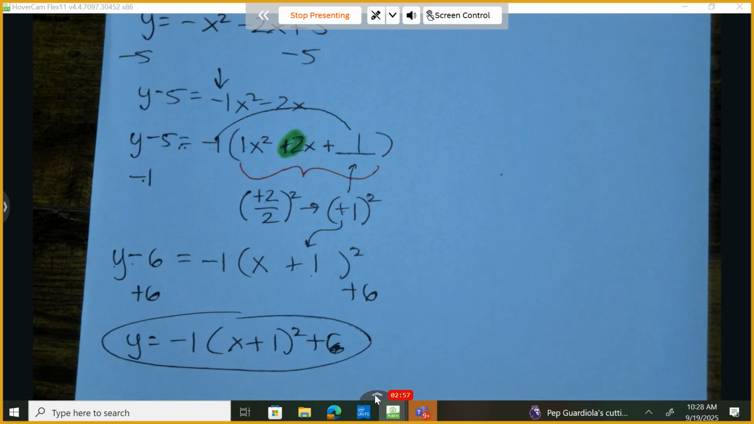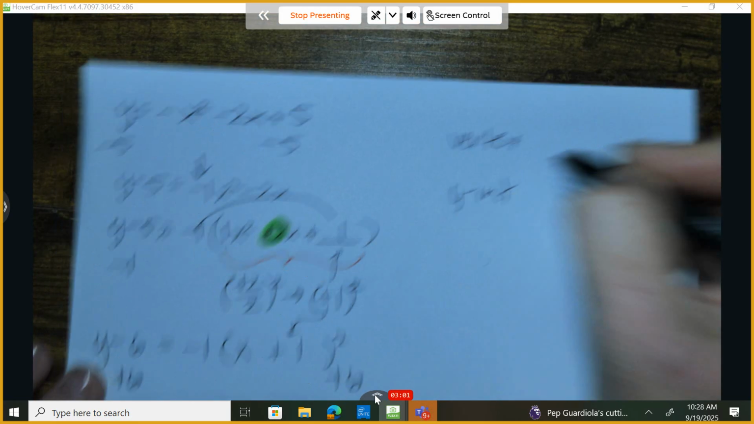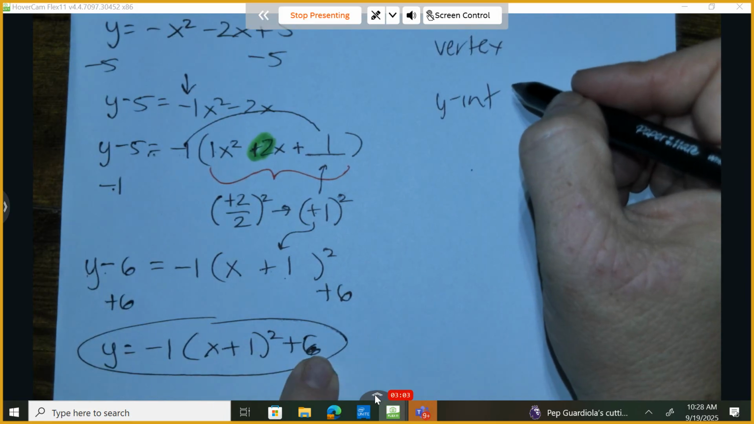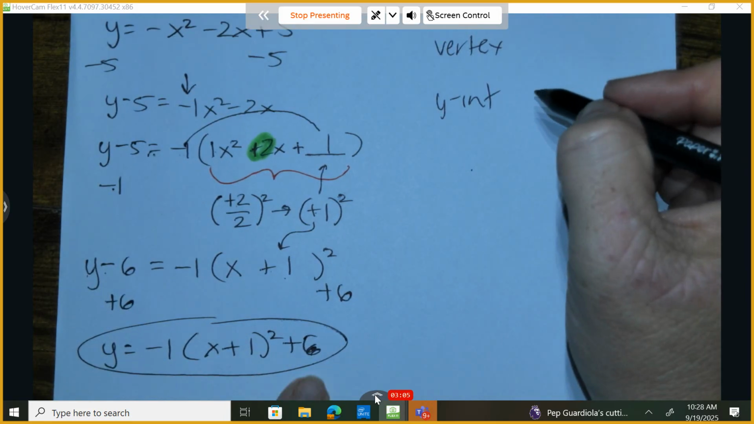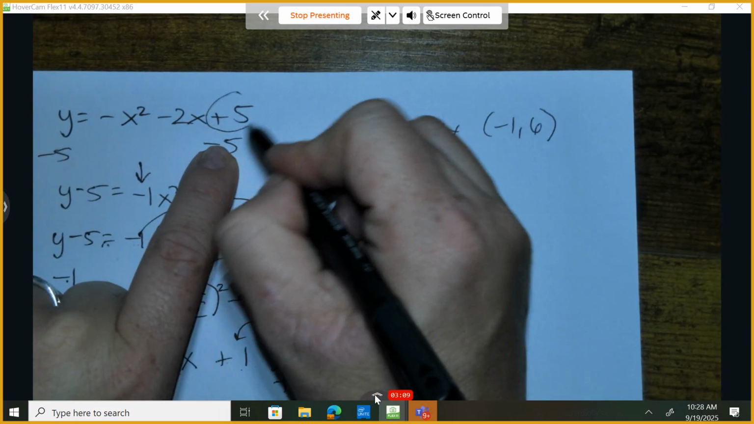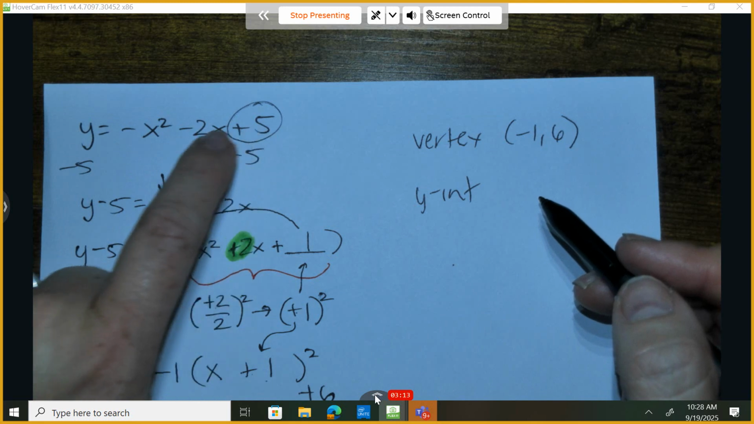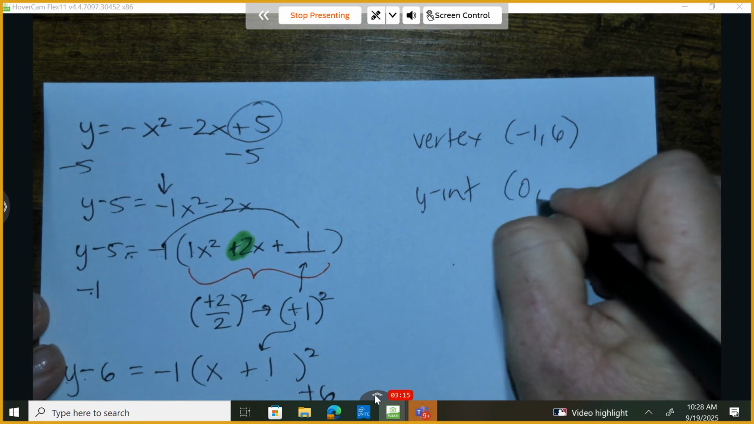Next up, we can very quickly identify the vertex and the y-intercept. The vertex for this, it lies to us, and it tells us the truth: -1, 6. The y-intercept will always come from the standard form, the constant in the standard form. So 0, 5.